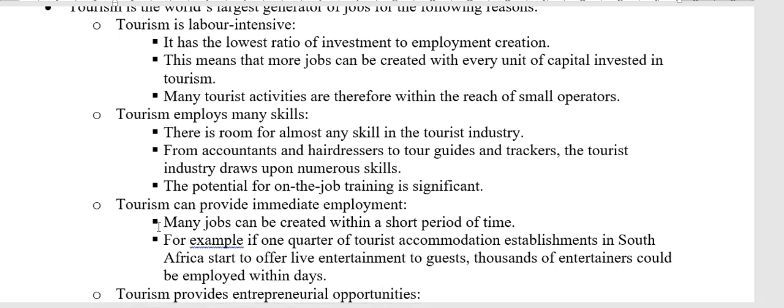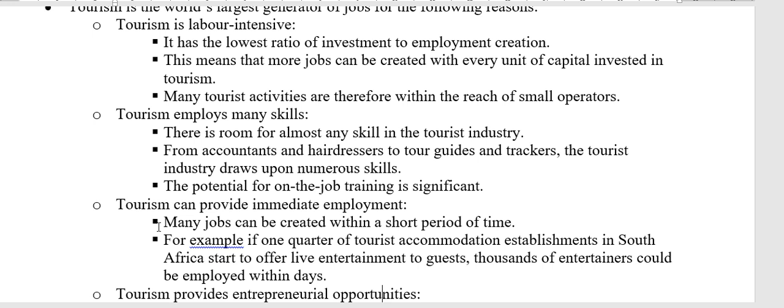In other words, jobs are being done by people. In the tourist industry, it is not possible for people to be replaced by machinery. It is a labor-intensive industry, which means people are being employed to service the tourists. All right. It has a very low ratio of investment to employment creation. This means that with every unit of capital that is invested, let's say 100 rand, a lot of jobs can be created. So we don't need a very high amount of capital investment. We don't need a lot of money to be invested in order to create jobs.